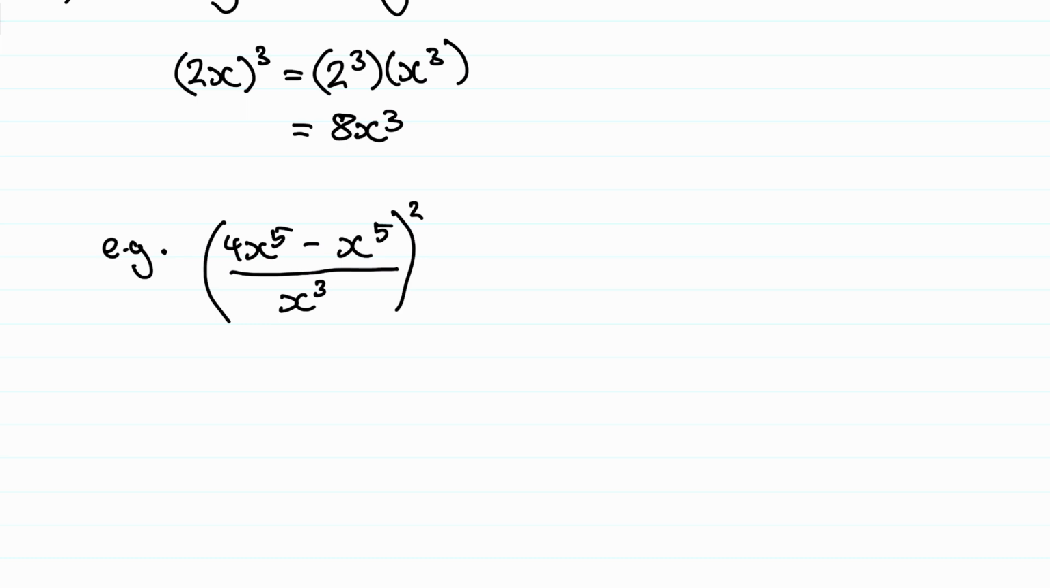Okay, so I just want to finish with a bit of a harder example. So in this case, we have 4x to the power of 5 minus x to the power of 5, all divided by x cubed, and then that whole thing squared. So how do we approach something like this? Well, the first step I'd take is we can simplify this numerator, can't we? So 4x to the power of 5 minus x to the power of 5, because they're both in terms of x to the power of 5, we can just take one from the other. So we're left with 3x to the power of 5, all divided by x cubed, and again all squared.